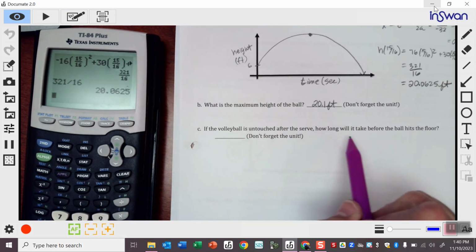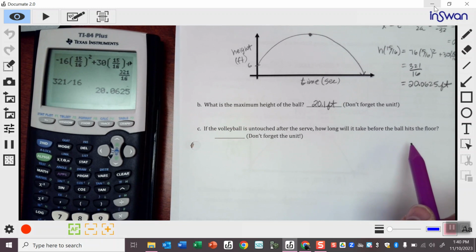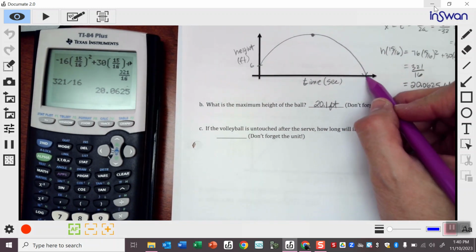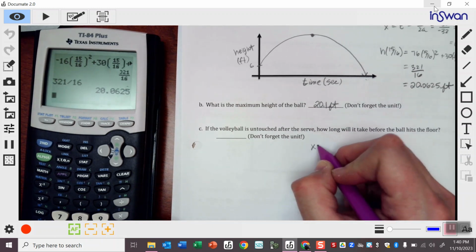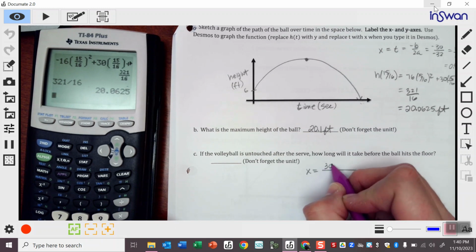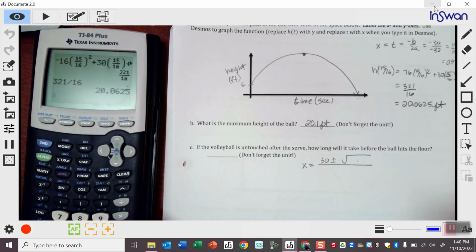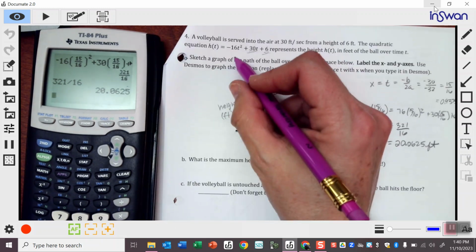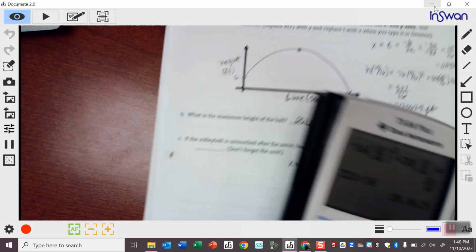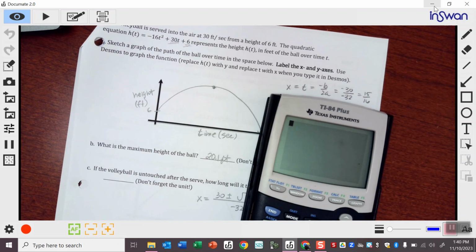All right, if the volleyball is untouched after the serve, how long does it take before it reaches the floor? So I basically want to know this spot right here. So I want to know the x-intercept. Well, the x-intercept means I'm going to do the quadratic formula. So I'm going to do negative 30 plus or minus, we'll figure out the discriminant in a minute, over 2 times a. So 2 times negative 16 is negative 32. All right, so let's do that discriminant. So I need b squared. So 30 squared minus 4 times a is negative 16, and c is 6.